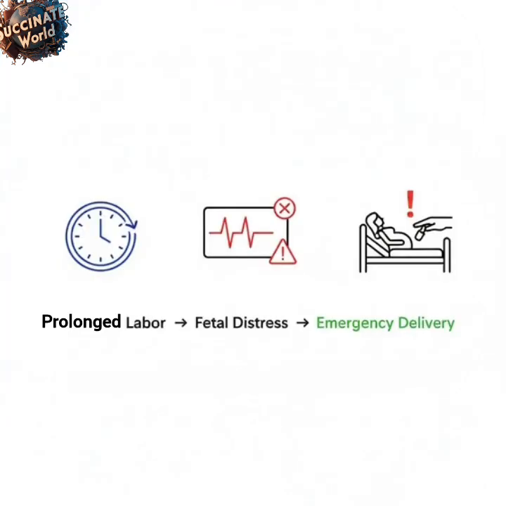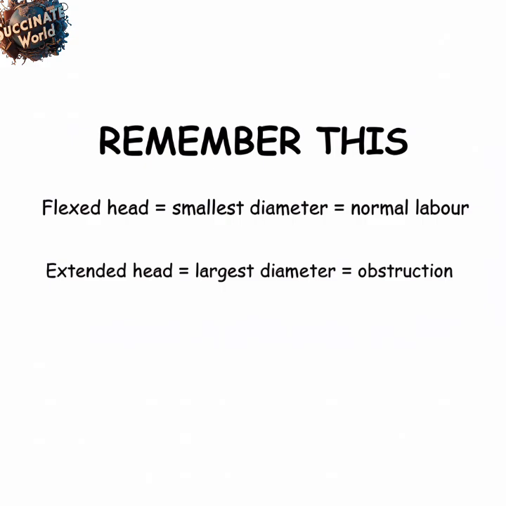Large fetal head diameters do not just delay labor, they cause prolonged labor. Prolonged labor leads to maternal exhaustion, uterine rupture, fetal distress, and emergency operative delivery. This is why midwives and nurses must never ignore slow progress. Labor obstruction often starts quietly, but ends dramatically. For exams and practice, remember just this: flexed head, smallest diameter, safe labor. Extended head, largest diameter, danger. If you know this, you can predict labor outcomes before complications occur.